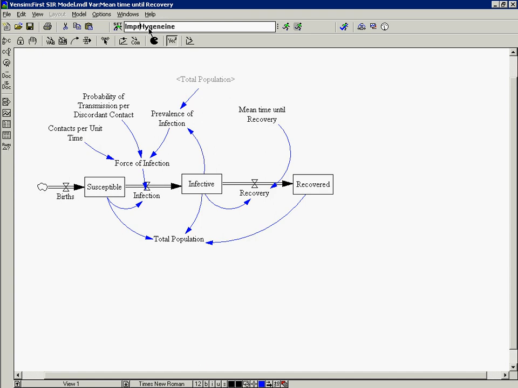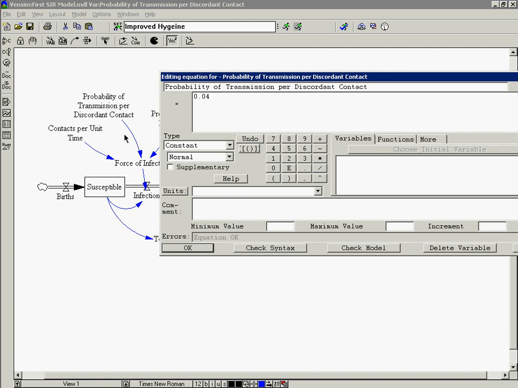And what might we modify here to simulate the effects of improved hygiene? Anyone? Probability of transmission per discordant contact. So maybe this is people wearing a condom, or maybe this is people sneezing into their elbow, or maybe this is people washing their hands frequently in a hospital, right? Any number of different things.